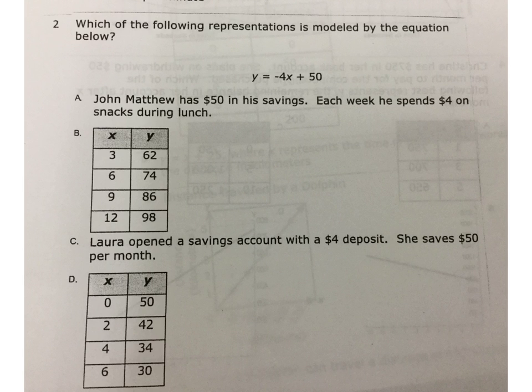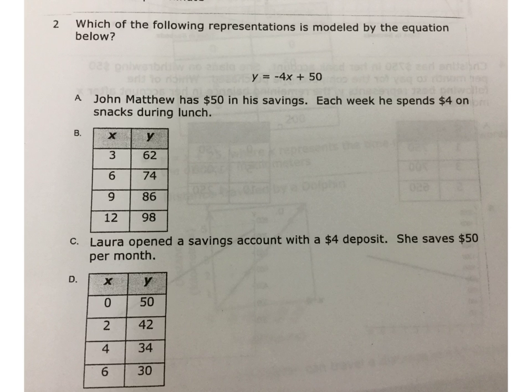Number 2. Which of the following representations is modeled by the equation below? Y equals negative 4x plus 50. This is your equation. A. John Matthew has $50 in his savings account. Each week he spends $4 on snacks during lunch.